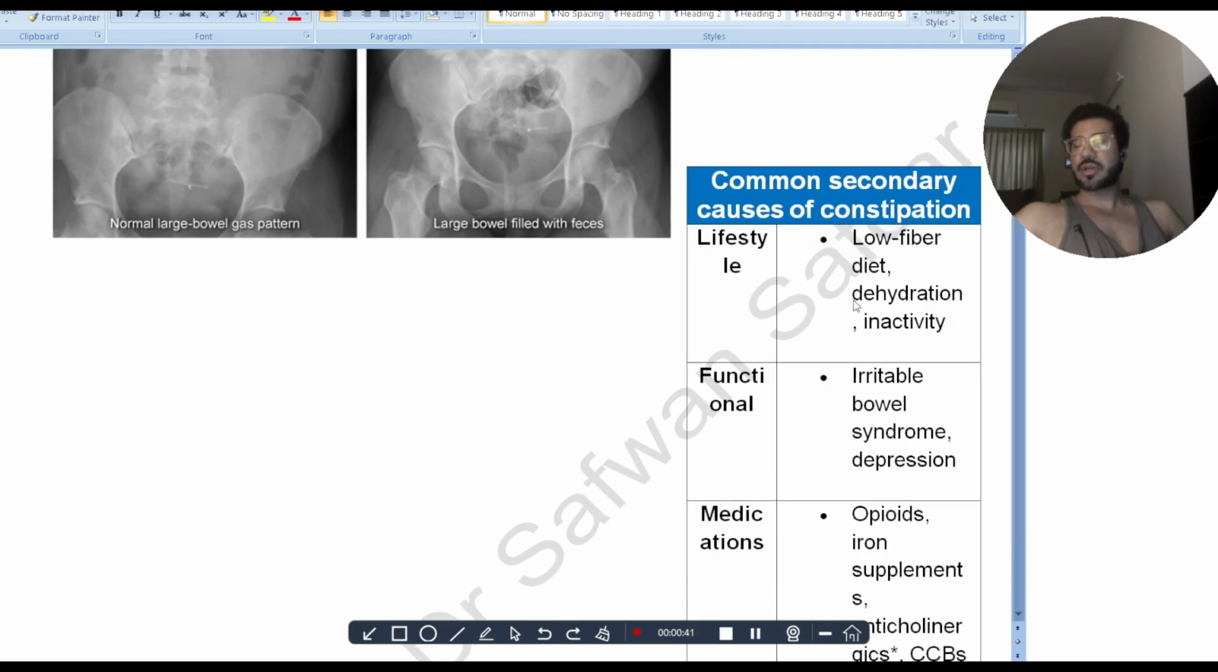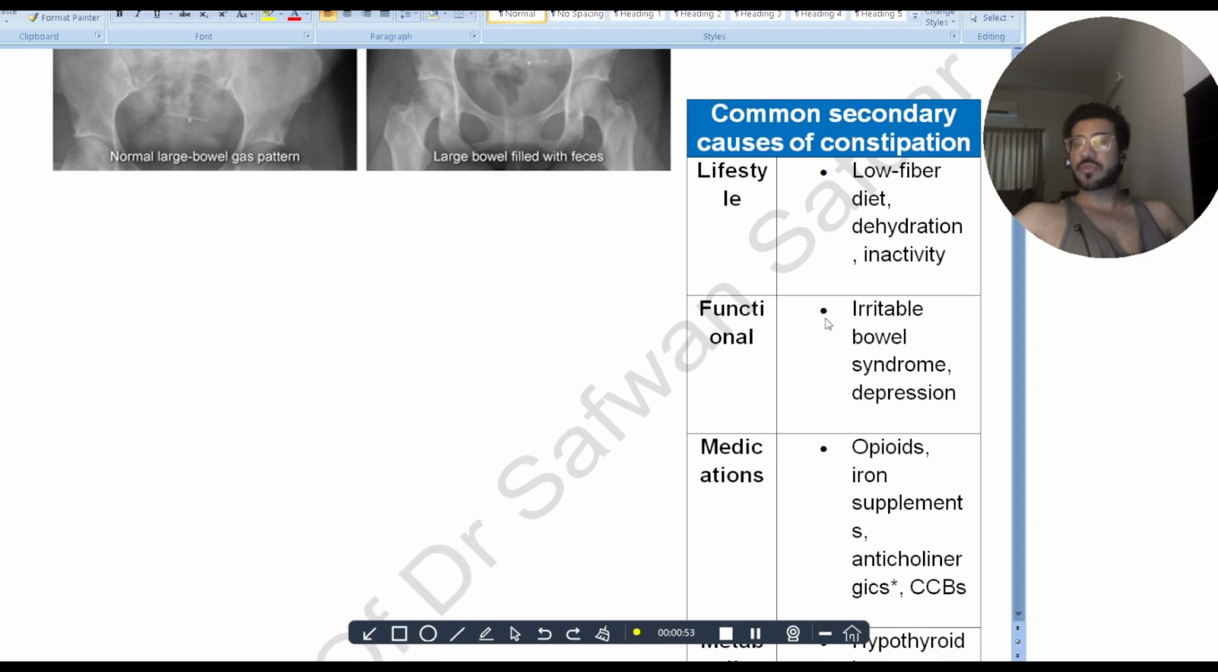Dehydration, since one of the big reasons for constipation is dehydration of the stool. So if you're dehydrated to begin with, that also contributes to this. Functional, what does functional constipation mean?